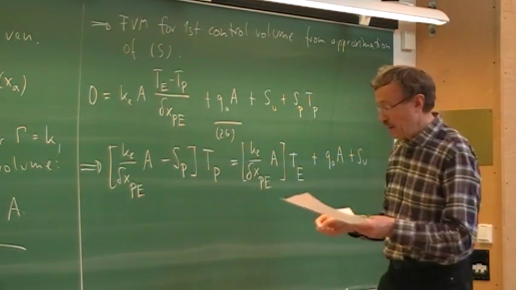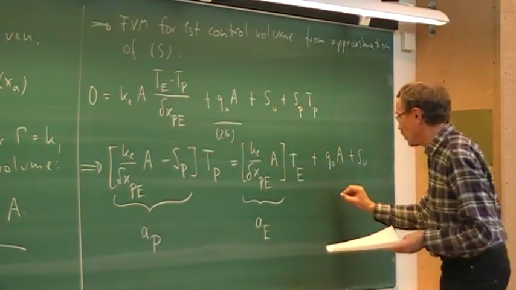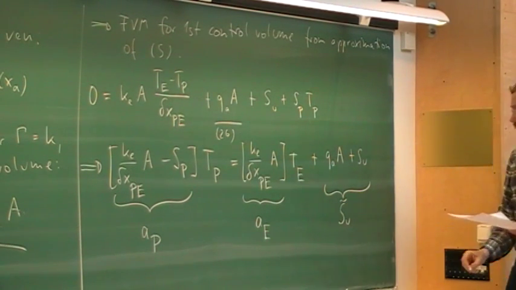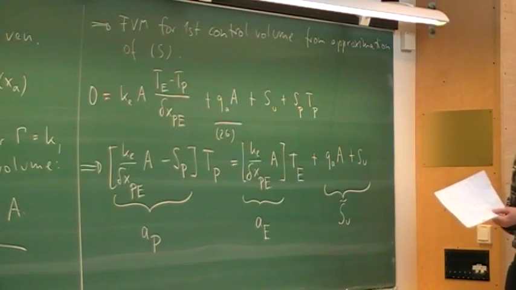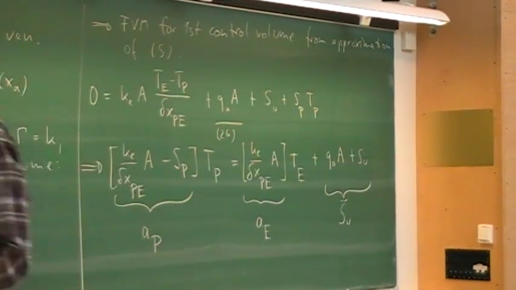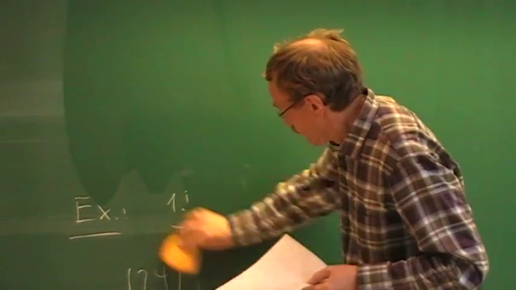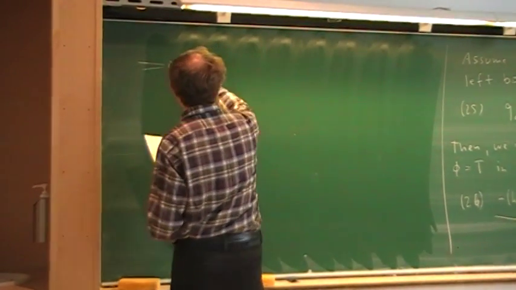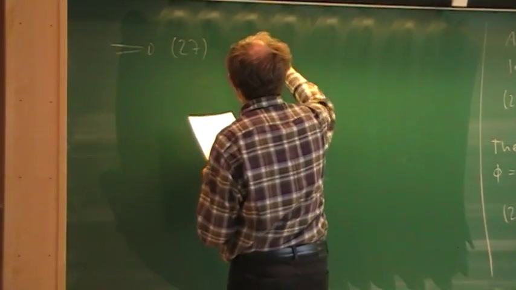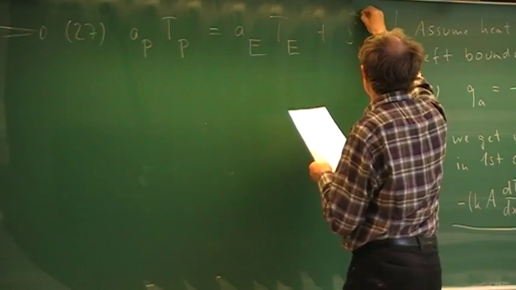So then we can identify again these coefficients. This would be the coefficient AP, this would be the coefficient AE, and we could call this here the modified uniform part of the source term, SU tilde. We could also introduce, if we like, AW, that would be 0 in that case. So from this we get the following equation, 27, that AP times TP is equal to AE TE plus this uniform source term containing the boundary condition.